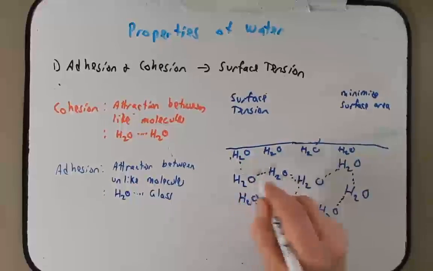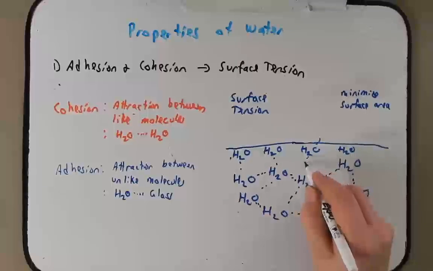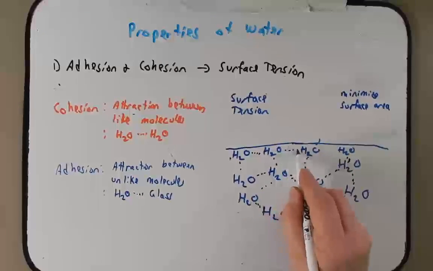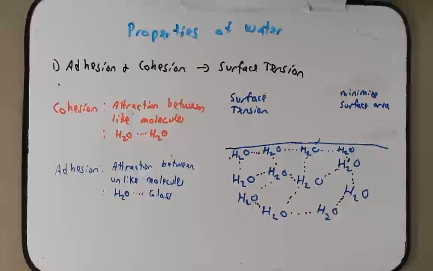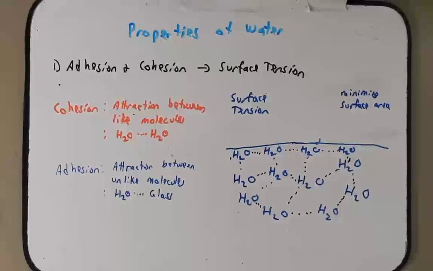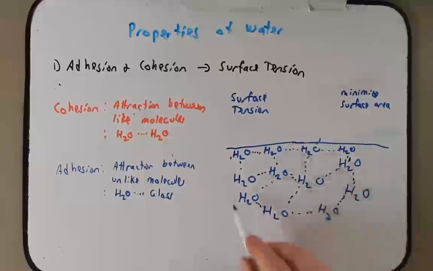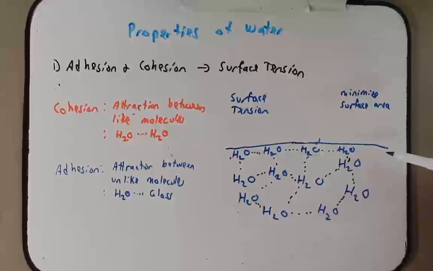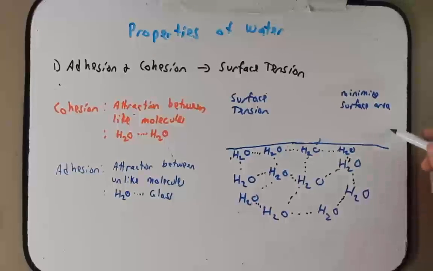They're also going to form hydrogen bonds with these water molecules at the surface, and at the surface they're going to interact with their neighbors through hydrogen bonds. Individually, remember, hydrogen bonds are very weak, but together they form this very strong structure here. And this is why it's able to maintain this very small surface area and create this surface tension.